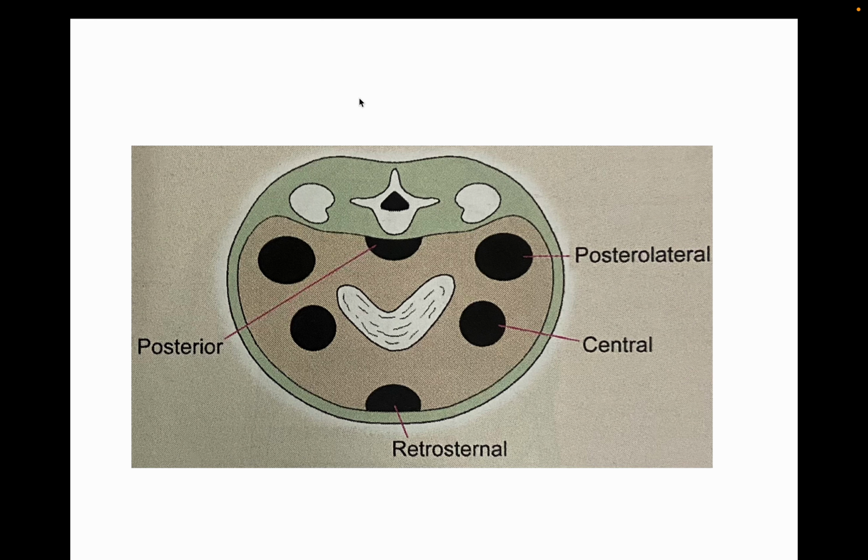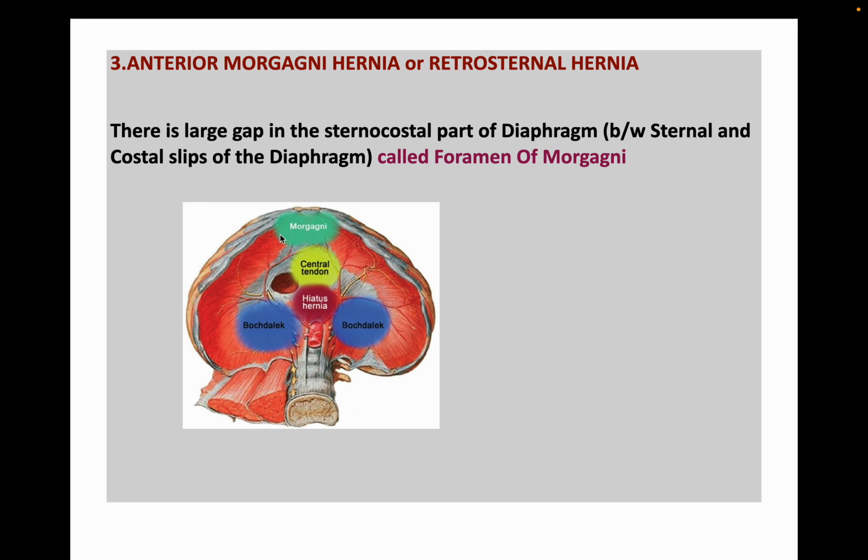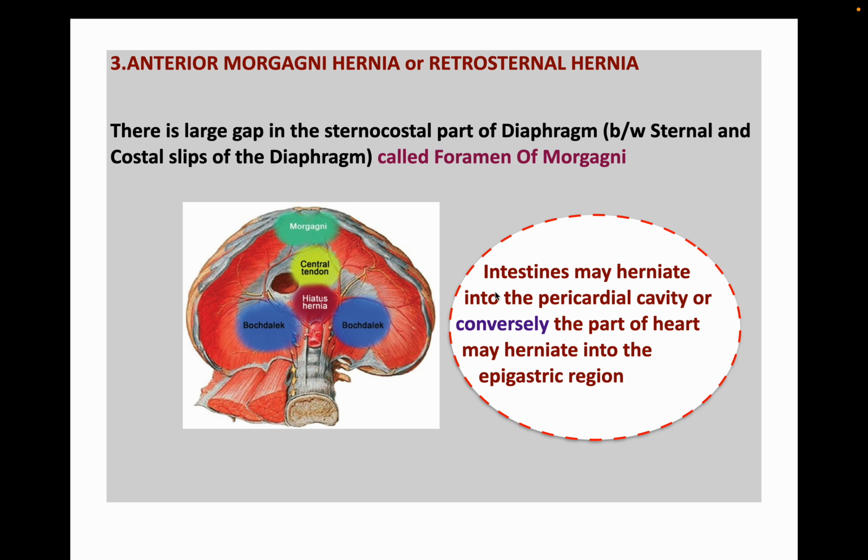These are the different sites: posterolateral side, central hernia, then retrosternal hernia. This is the posterior where the defect can happen. Now anterior Morgagni hernia or retrosternal hernia: there is a large gap in the sternocostal part of the diaphragm between the sternal and costal slips of the diaphragm, called the foramen of Morgagni. This is the foramen of Morgagni, through which the herniation can happen. The intestines may herniate into the pericardial cavity, or conversely part of the heart may herniate into the epigastric region. In both ways the movement of the organ can happen.